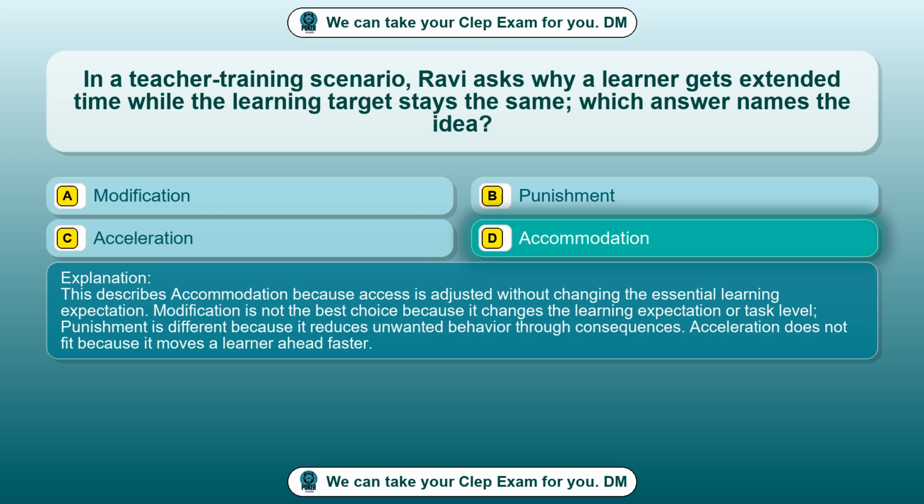This describes accommodation because access is adjusted without changing the essential learning expectation. Modification is not the best choice because it changes the learning expectation or task level. Punishment is different because it reduces unwanted behavior through consequences. Acceleration does not fit because it moves a learner ahead faster.